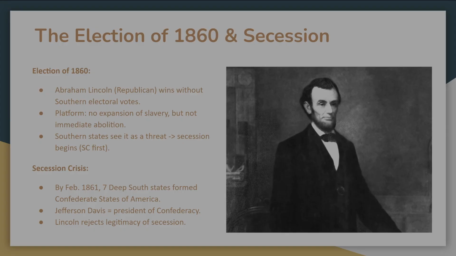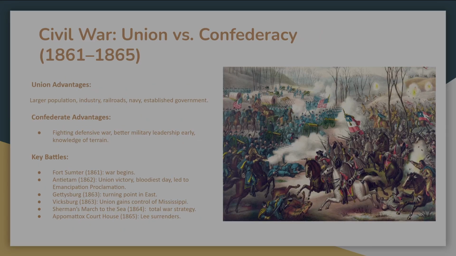The president of the Confederacy, Jefferson Davis, and then Lincoln rejects legitimacy of the secession. The Civil War. So it's the Union versus the Confederacy over slavery, but they actually justified it through states' rights rather than slavery. And I'll go more in detail on that later.